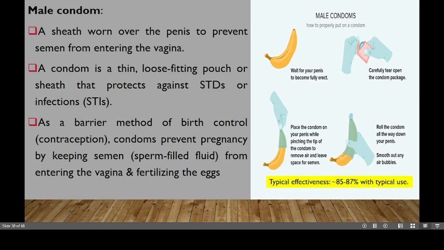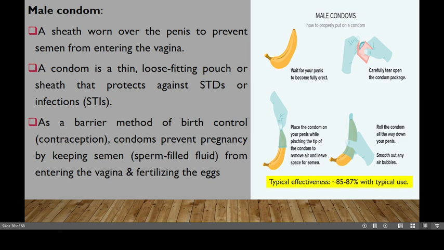I think what you need to be more careful about with this method, and what you need to teach your patient as an RN, is how to properly put on a condom, right? First of all, you have to ensure that the penis becomes fully erect. Then you carefully tear open the condom package. You place the condom on the penis while pinching the tip of the condom to remove air and leave space for semen, right? Then you roll the condom all the way down the penis, then smooth out any air bubbles.